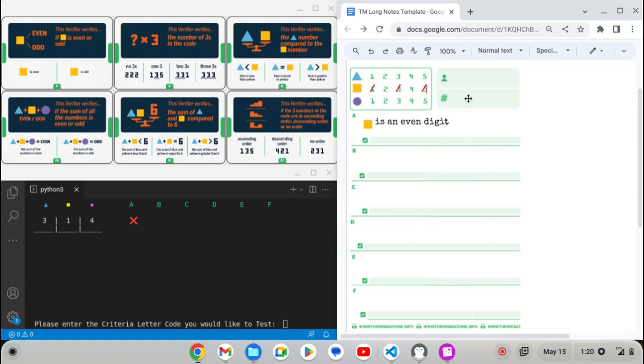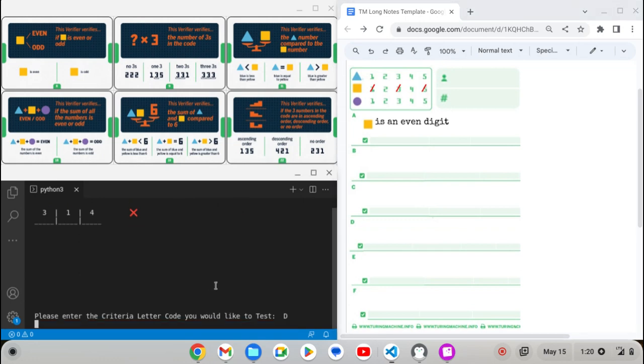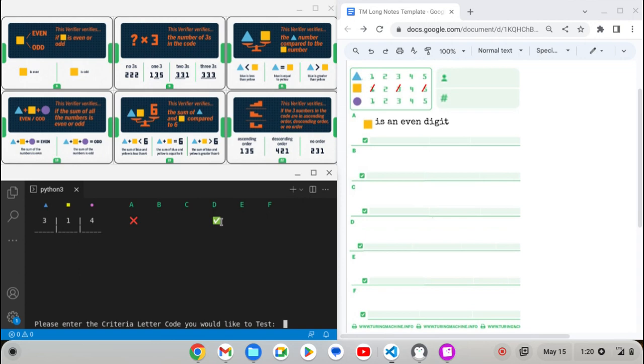Okay, next, I'd like to test criteria D, taking the sum of the 3 digits and comparing them to even or odd. So let's test D. Okay, so notice that the Turing machine has accepted my proposal and saying it is valid. So if I look at my initial proposal of 314, and I add up the digits, 3 plus 1 is 4, 4 plus 4 is 8, and 8 is an even, so the Turing machine is essentially telling me, yes, the sum of the 3 digits is even.